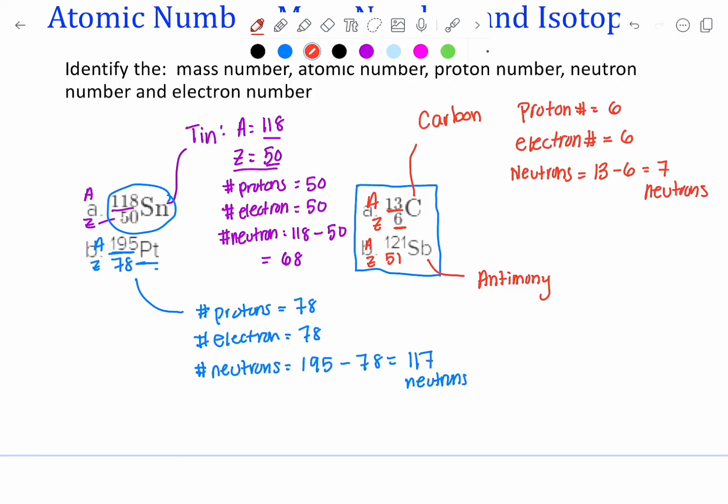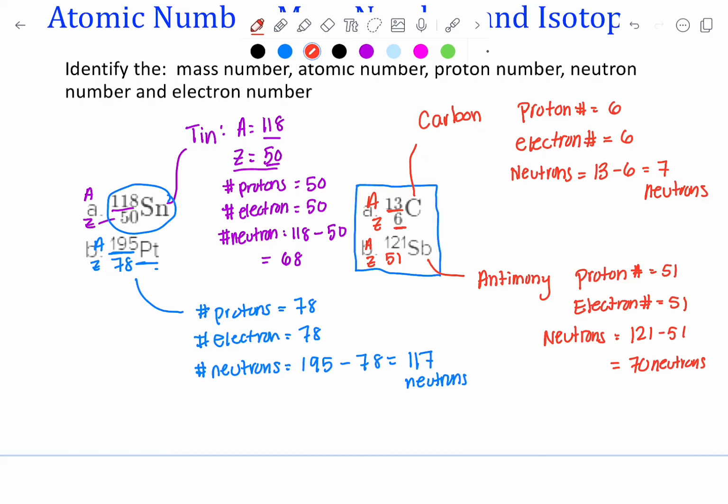We looked in the corner of that entry and saw that we have 51 protons, meaning we have 51 electrons. And since we have our mass number, we can now find our number of neutrons to be 121 minus 51, so we have 70 neutrons in this element, in this isotope of antimony.